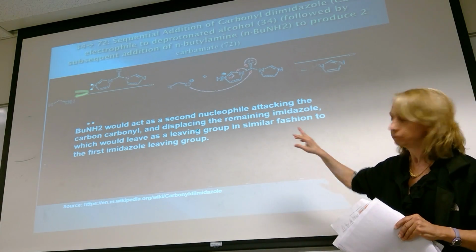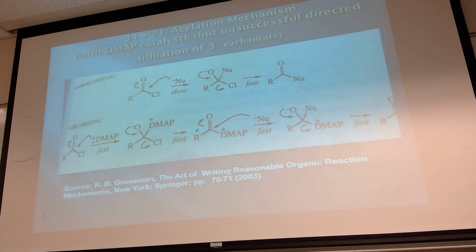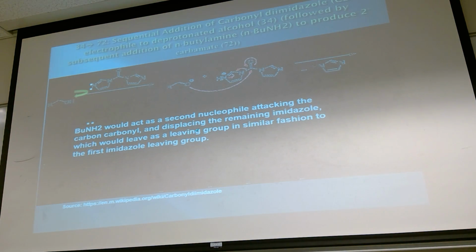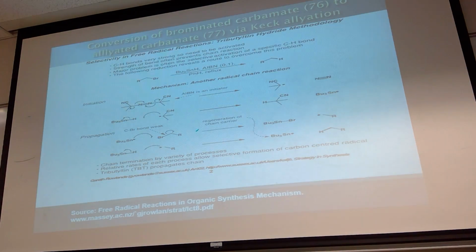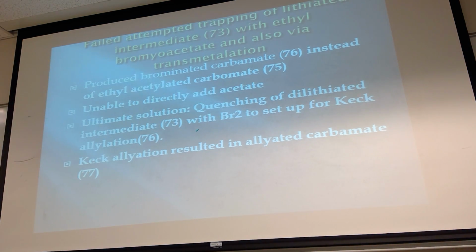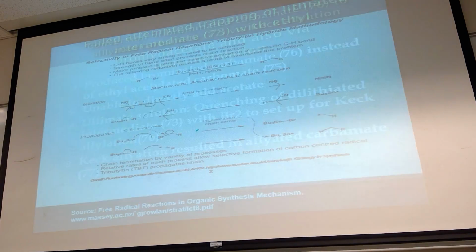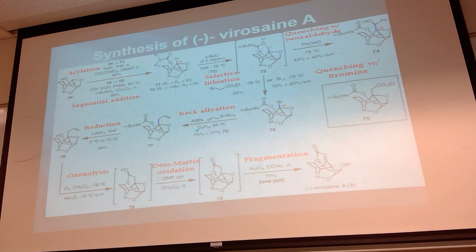These were just the various mechanisms. That's why I had these additional slides. The sec-butyllithium was used. It's a very strong base, which is capable of dealing with weak acids. The ultimate solution, as I mentioned, was quenching the intermediate with bromide 2 to set up for the Keck allylation, and that is a radical chemical mechanism that is reflected here.